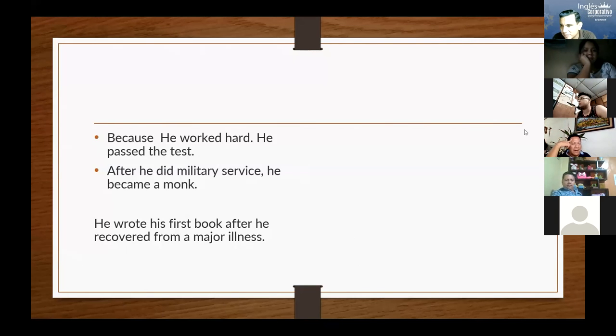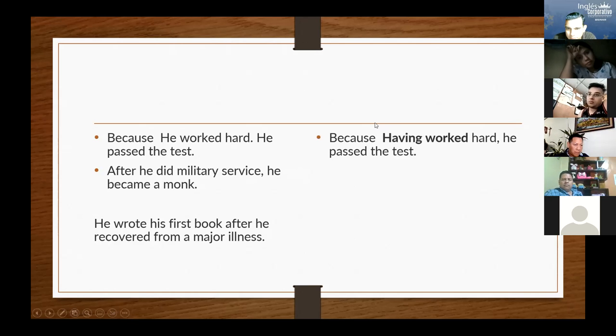Okay, number one. Any volunteer to read number one? Me, teacher. Go ahead, please. I think I can change it because it's two sentences: Because he worked hard, he passed the test. Can you repeat it again? Because he worked hard, he passed the test. Okay, you forgot the ing form. Because having worked, or because.